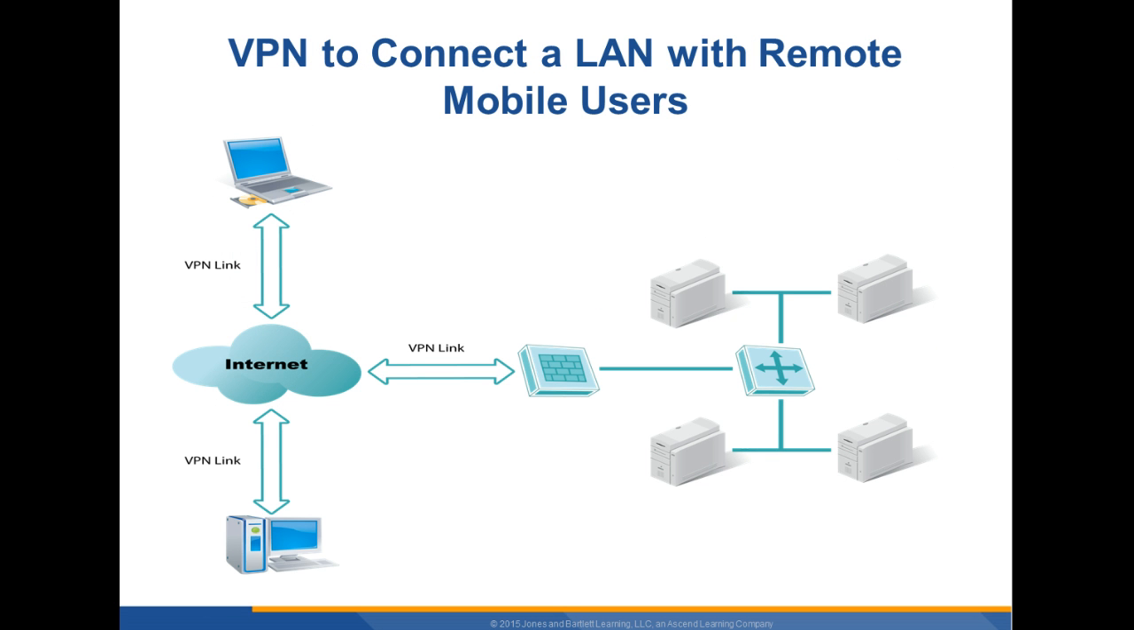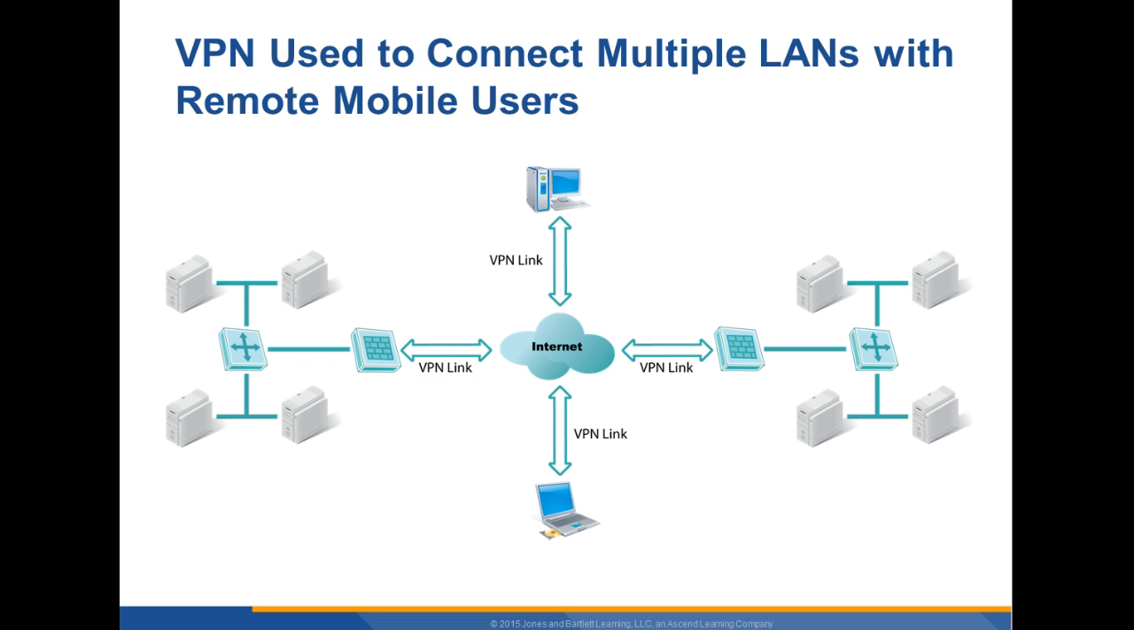Here we see a VPN used to connect a local area network with remote mobile users. Here we see the home or corporate entity on the right, connected by a level 2 switch, passing through a firewall. The VPN link goes into the internet, and then from there a VPN link to each one of the remote users. One is a desktop and one is a laptop.